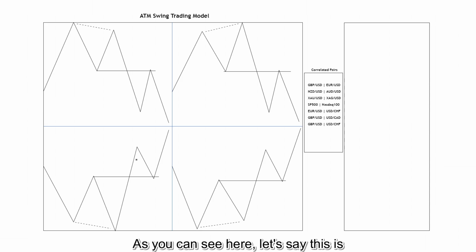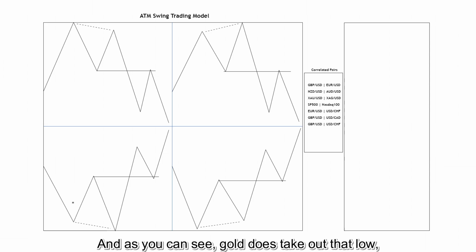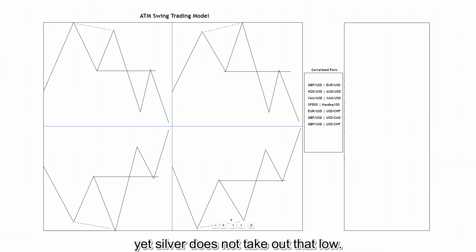As you can see here, let's say this is XAU USD and silver, and gold does take out that low, yet silver does not take out that low. So as silver breaks structure to the upside, this last up close level is our bullish mitigation block, which we can then tap into for that continuation to the upside on silver.